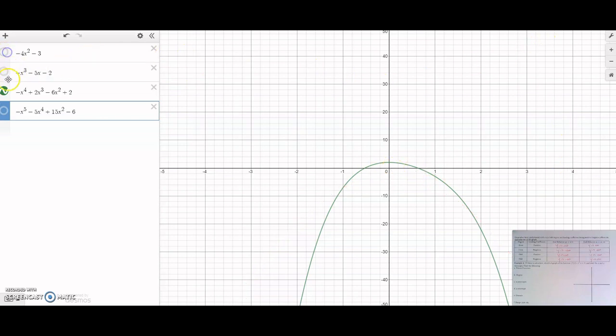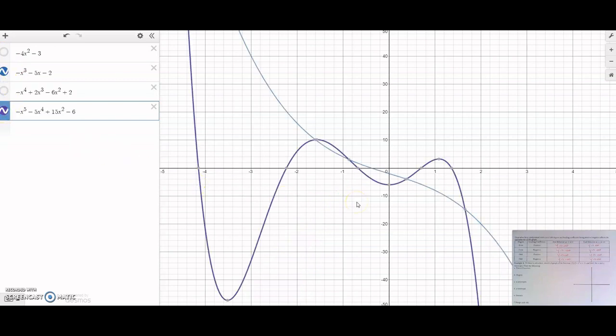For odd degree polynomials, the end behavior is the opposite in either direction. So when the leading coefficient is negative, as x approaches negative infinity, the end behavior is that y approaches positive infinity, and as x approaches positive infinity, y approaches negative infinity. And vice versa if the leading coefficient is positive.